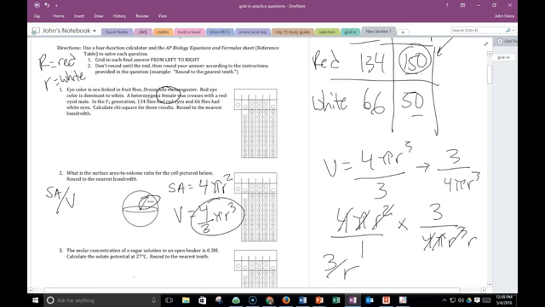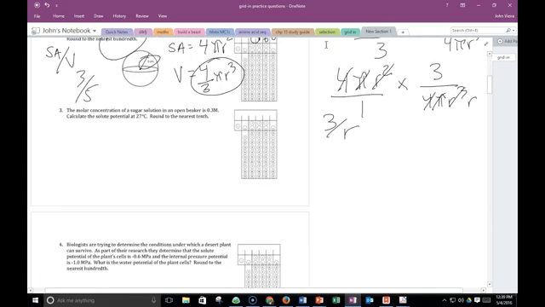R is 5, so it's 3 divided by 5. Round to the nearest hundredth. What's 3 divided by 5? There you go. Round to the nearest hundredth, so it's going to be 0.60. Please make sure you include that last 0. Don't put 0.6 because that's the nearest tenth.